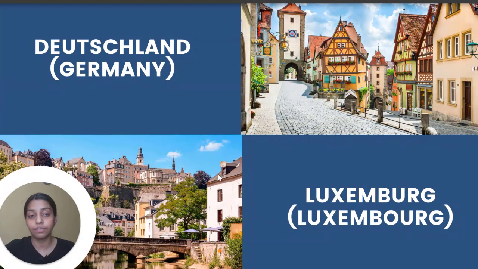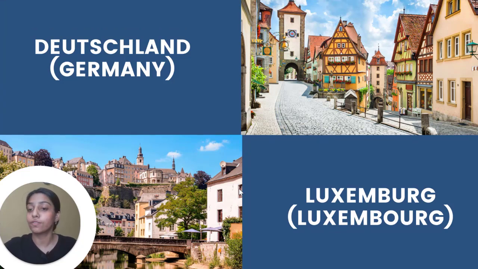So in the first section, we are going to be discussing the countries, obviously the neighboring countries. First thing that we need to know here is the country Germany itself. What is it called in German? Germany in German is called Deutschland. Second country that we have here is Luxembourg, and Luxembourg in German is called Luxemburg. I'm just speaking it very slowly. Deutschland, Luxemburg. Let's move to the next slide.